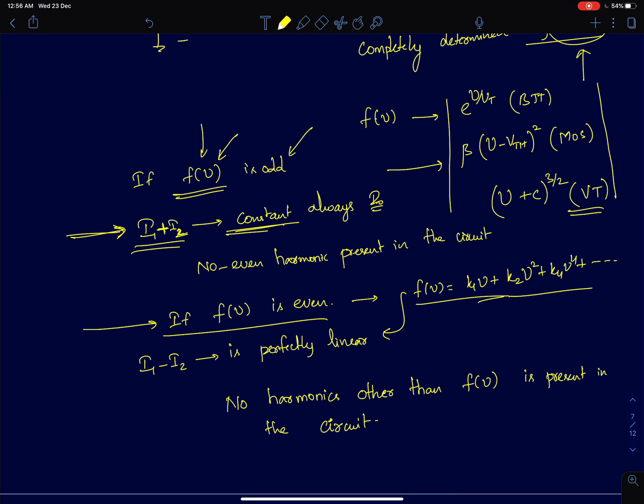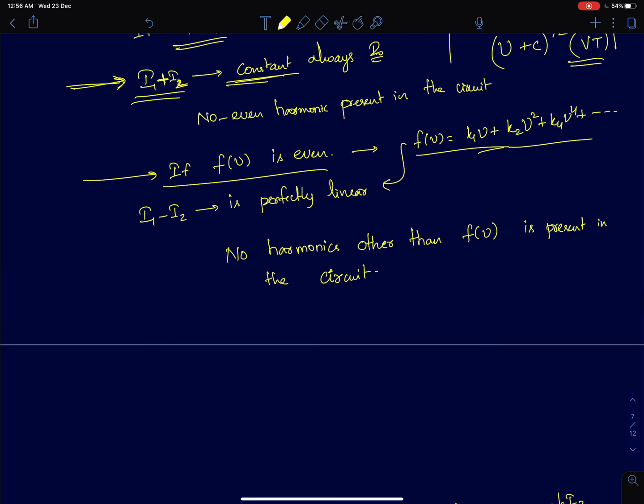So if I assume a pure second order square law characteristic for a MOSFET and use voltage biasing, then even though it's a square law nonlinearity, I will see a perfectly linear amplification without any harmonics in the differential output.